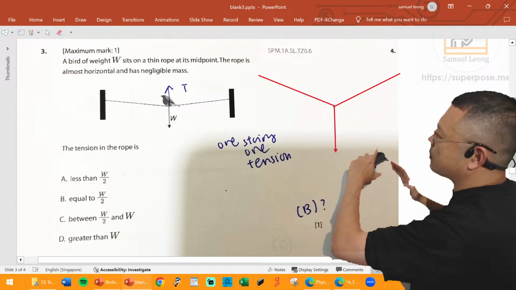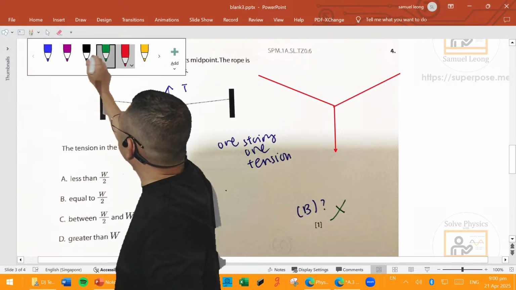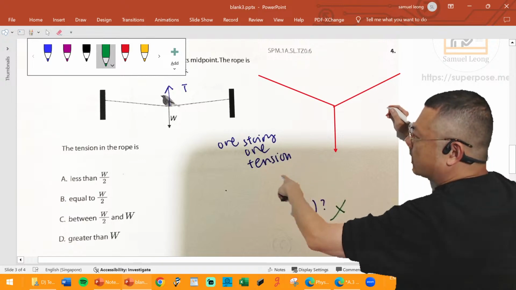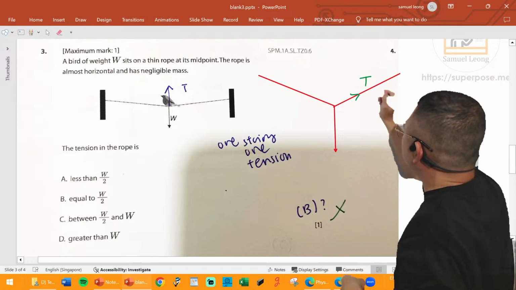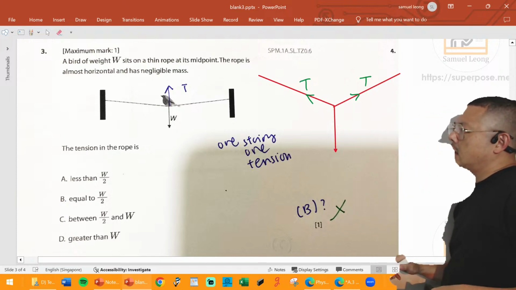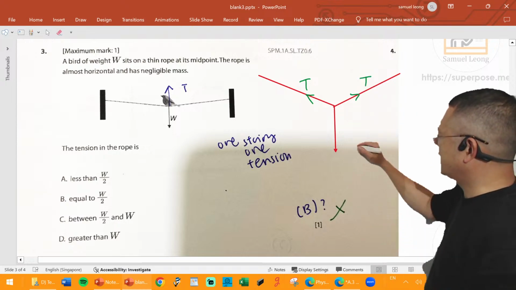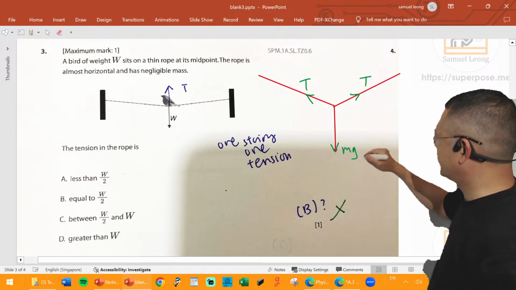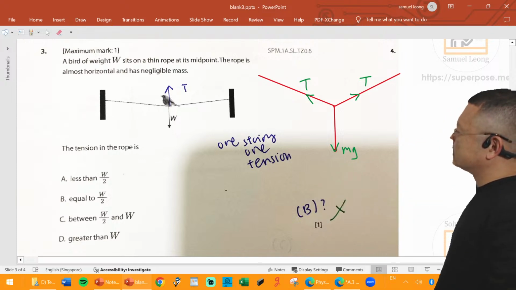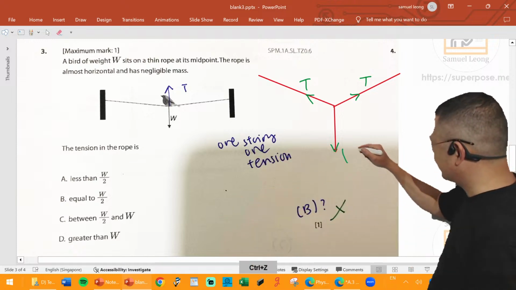The thing is this, you have to be able to draw the forces correctly, so you have to match up all the forces correctly. This is correct: one string, one tension. So the T here and the T here are pointing this way and this way. It's pointing both ways actually, because he's sitting in. And then there's an MG here, like that. They didn't use MG, they used W. This is the weight.